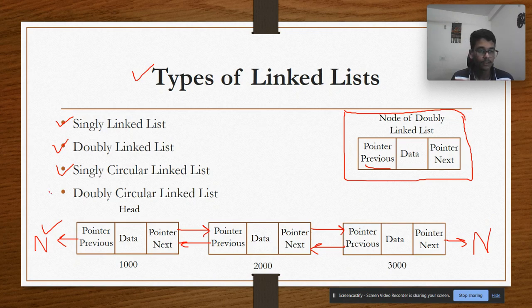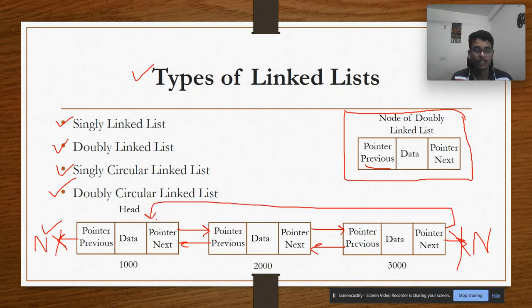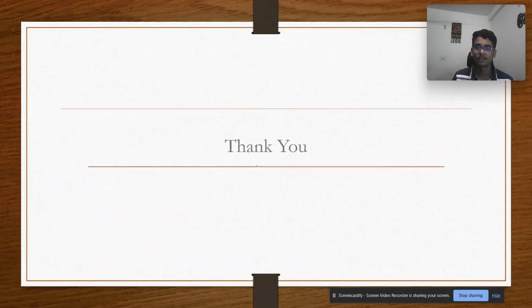In the case of doubly circular linked list, instead of pointing towards a null, the last element's pointer points back towards the head element, and the previous of the head element points towards the last element, thus forming a circle, and a doubly circular linked list is created. This covers the basics of linked list and its various types. Thank you.